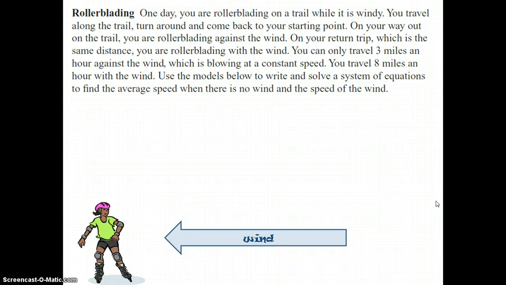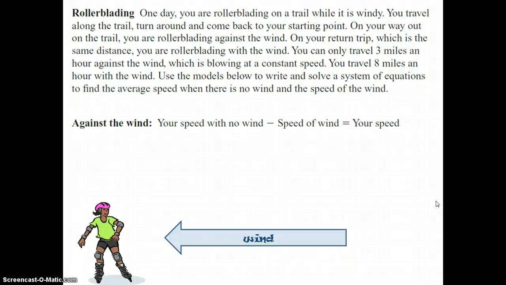You can only travel 3 miles an hour against the wind, which is blowing at a constant speed. You travel 8 miles an hour with the wind, so that makes sense. You're going faster when the wind is behind you. Use the models below to write and solve a system of equations to find the average speed when there is no wind and the speed of the wind. So those are the two things we're looking for: the average speed with no wind and the speed of the wind.